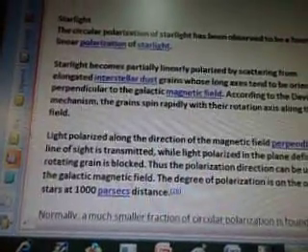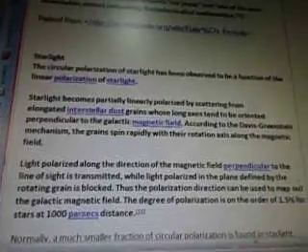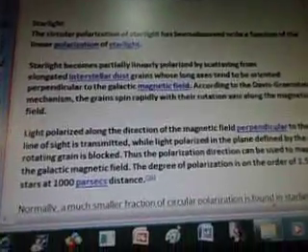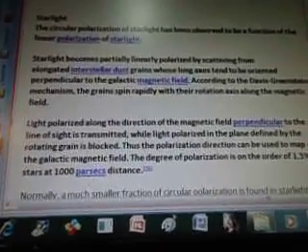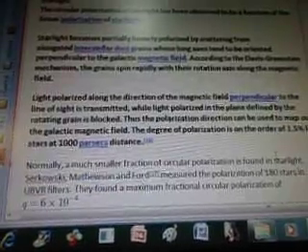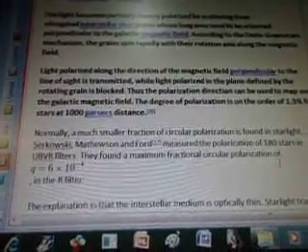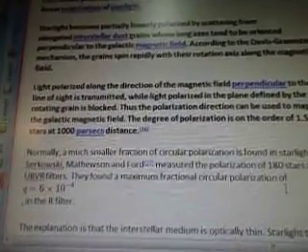According to the Davis-Greenstein mechanism, the grains spin rapidly with their rotation axis along the magnetic field. Light polarized along the direction of the magnetic field, perpendicular to the line of sight, is transmitted, while light polarized in the plane defined by the rotating grain is blocked. Thus, the polarization direction can be used to map out the galactic magnetic field. The degree of polarization is on the order of 1.5% for stars at 1,000 parsecs distance.